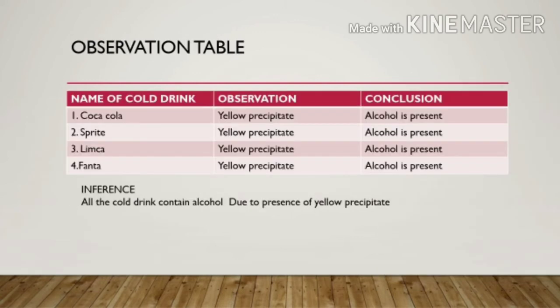Now the observation table. Name of the cold drinks, observation and conclusion. As you can see in this slide, the observation is yellow precipitate, which means alcohol is present. Inference is all the cold drinks contain alcohol.